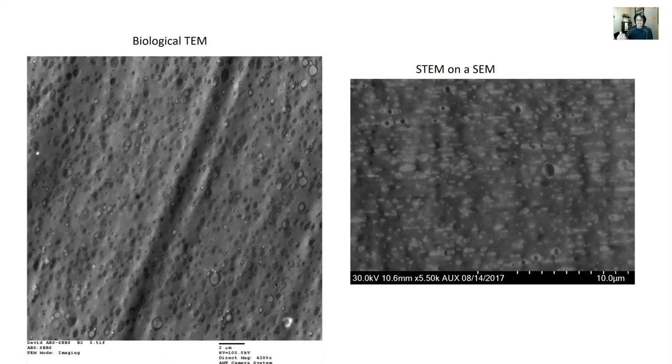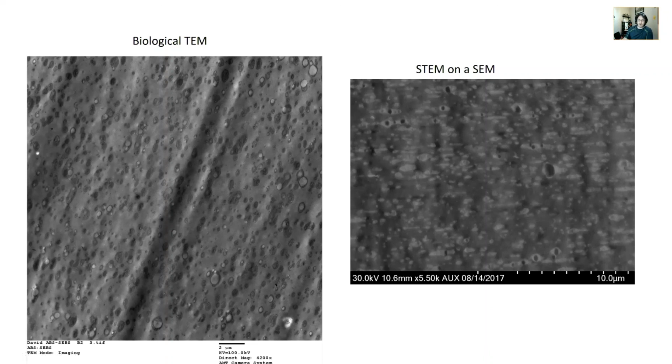And some TEMs have a STEM mode, and there's also dedicated STEMs. But my SEM on a STEM, two things. So the image isn't quite as clear, and I've actually gotten clear images on my system as well. But this is a biological STEM, and it's running at 100 kilovolts. And so my SEM was running at 30, so I maxed it out. But you notice it's the same material, a little bit different processing for this material, but the contrast mechanism is different on a TEM than a STEM. And so there's pros and cons.